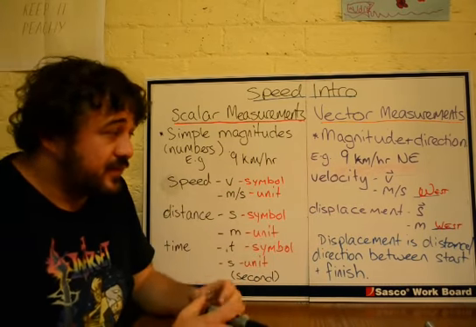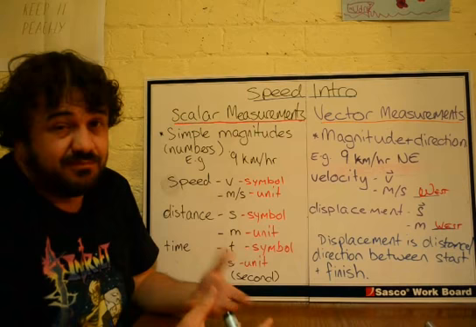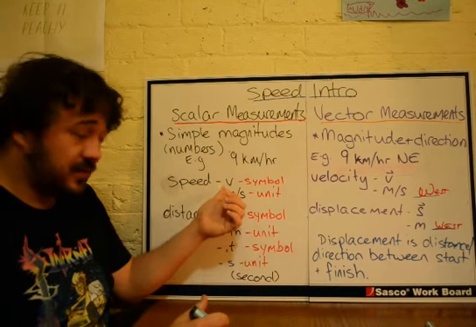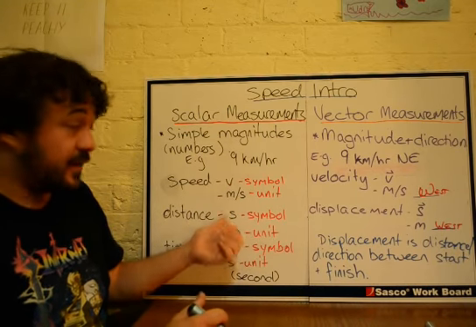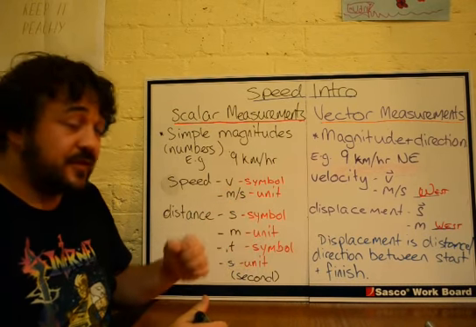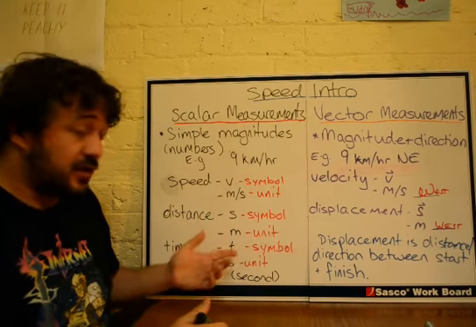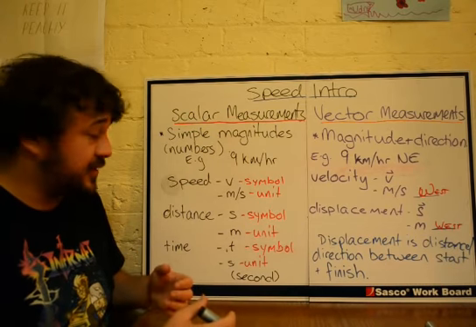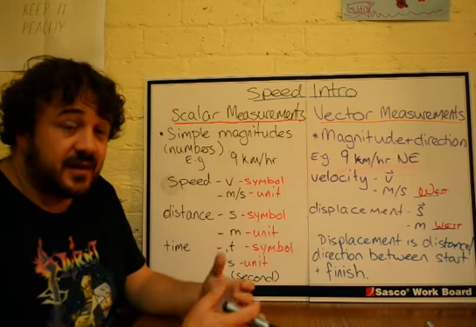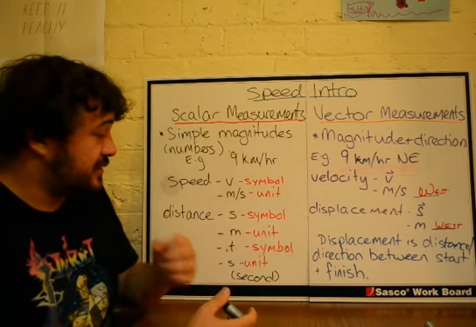Alright, so let's very quickly go through the symbols and the units that we're going to use throughout this unit. Speed, the symbol is v, not s. That's used down here to be confusing. So when we write out the equation, the unit is meters per second. Distance, the symbol is s. The unit is meter. T for time, and the unit is seconds. And that stays the same in both the vector measurements and the scalar measurements.